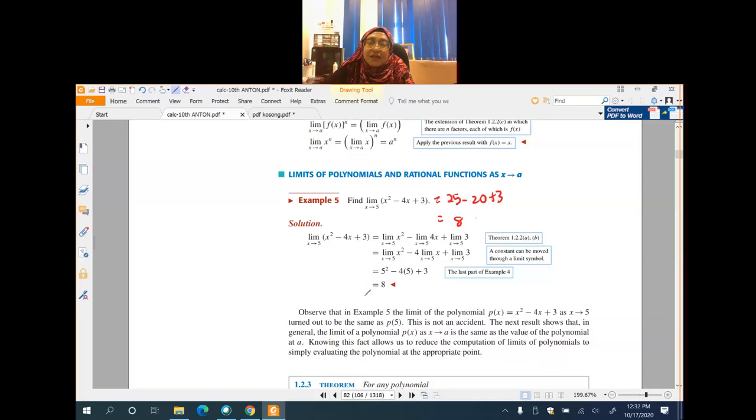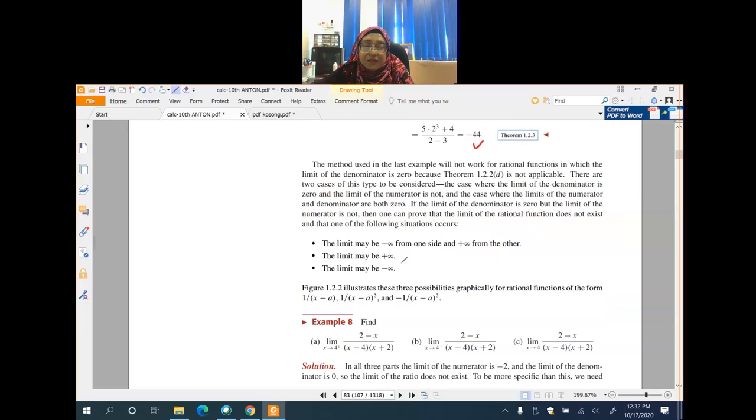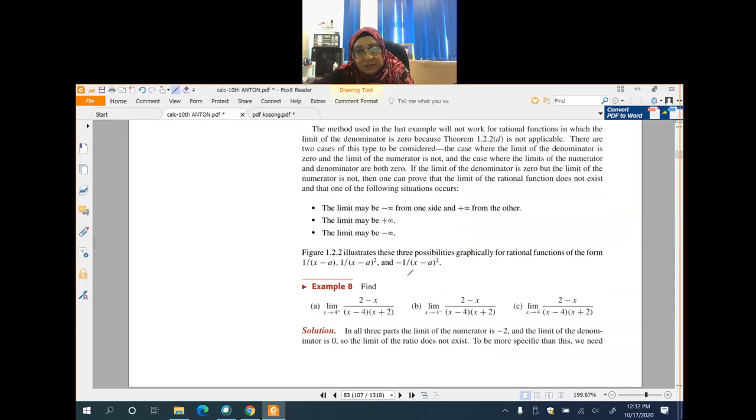And then here, for example 7, if you substitute x equal to 2, you will get 5 times 2 cubed plus 4, so 8. 8 multiplied by 5 is 40, 40 plus 4 is 44, 44 divided by negative 1. So the answer will be negative 44. I think it's nothing difficult. You can try at home. What about this one?